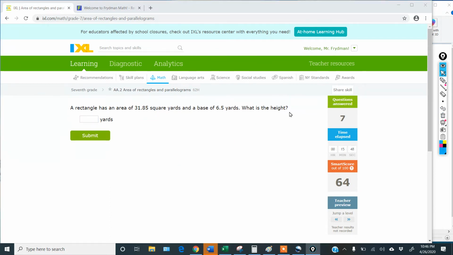Okay, so this is a kind of a question that I wanted to see. You have to make sure that you are reading it carefully because this is not like the last question. This question says the area is 31.85 square yards and the base is 6.5 yards. So if we have our formula here, area is equal to the base times the height, this 31.85, that is the area. So we got to make sure that we put that in the right spot. That goes here.